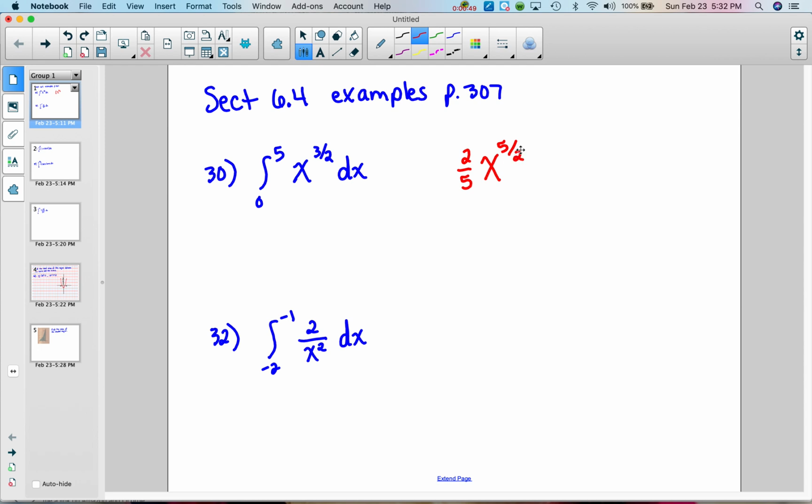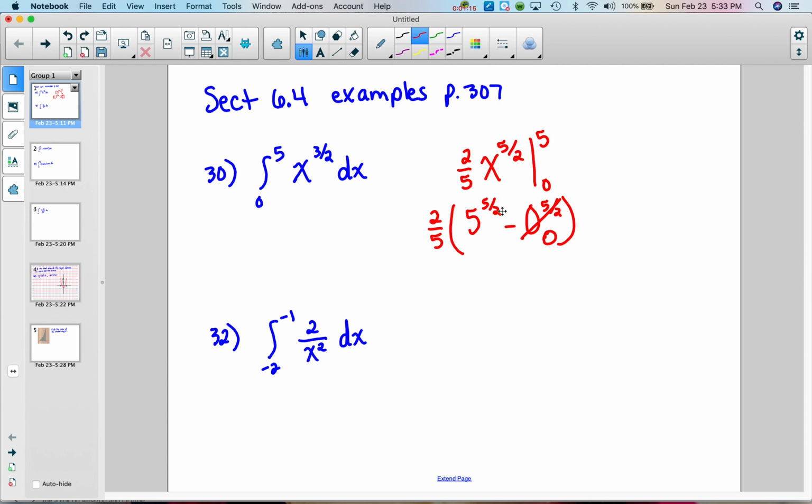So notice that if I did the power rule, I would have 5/2, that's going to cancel the 2/5, x to the, and then I would subtract 1 whole, so that gives me x to the 3/2. So then I'm going from 0 to 5. So I'm going to pull the 2/5 out, and we have 5 to the 5/2 minus 0 to the 5/2. Well, this is just 0.